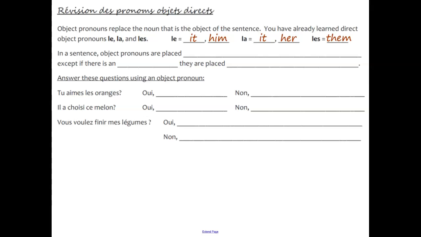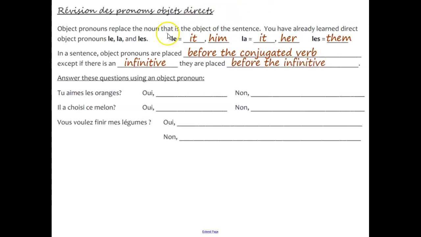Now, we had a rule and we had an exception as far as where these go in a sentence. In class, if we were doing this, I would tell you object pronouns go... And the answer is before the conjugated verb. Now, our exception to that is except if there is an infinitive. If there's an infinitive, they are placed before that infinitive instead of before the conjugated verb.